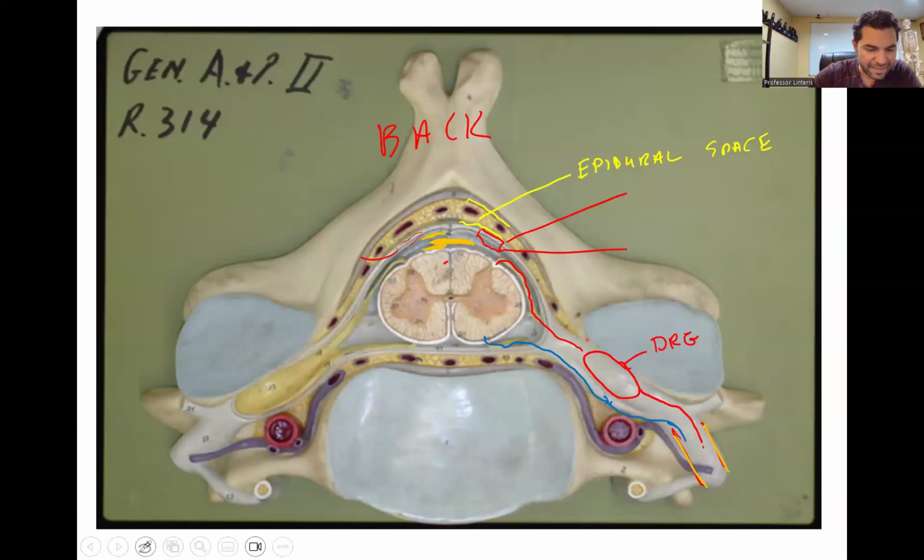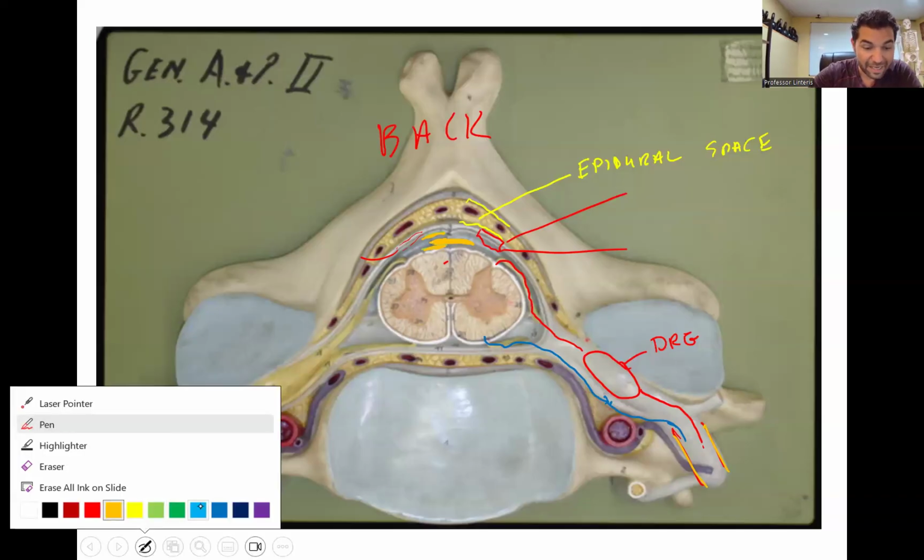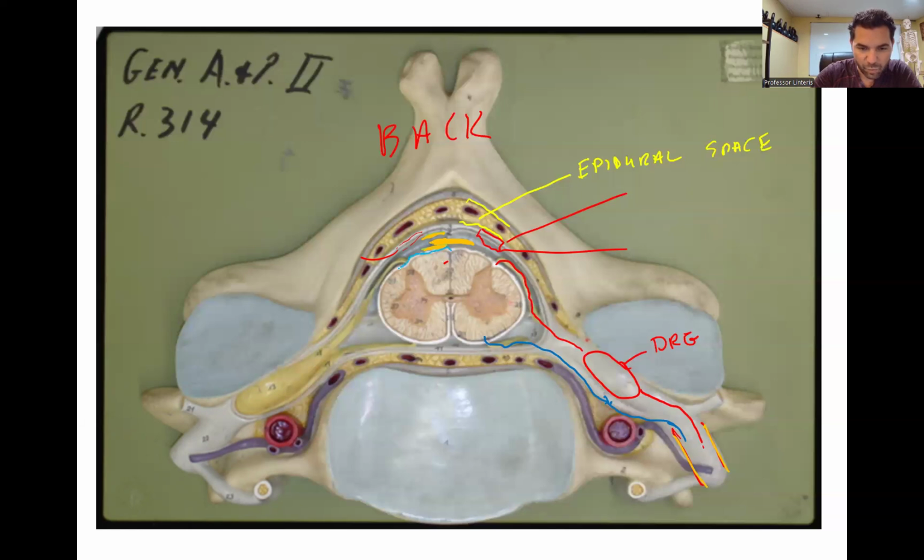And then if you look inside, you will see our innermost layer, which is white. And that is our pia mater. So on here, I highlighted it blue. Right, that's our pia. And the orange was our subarachnoid space.